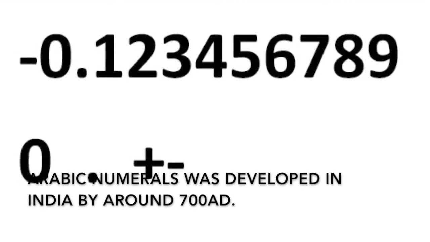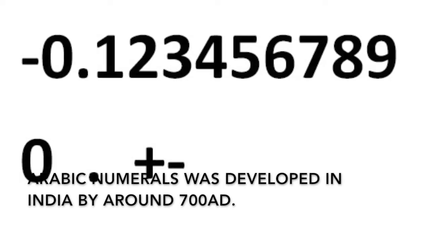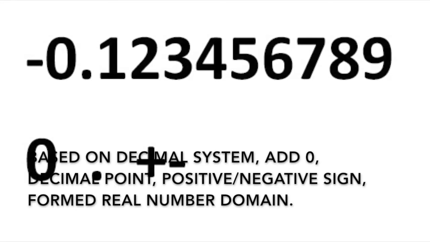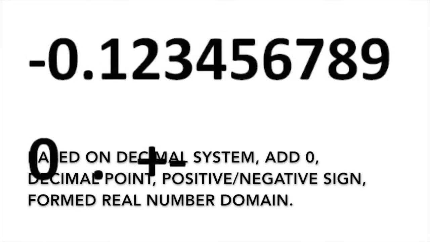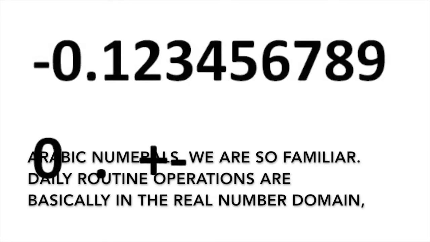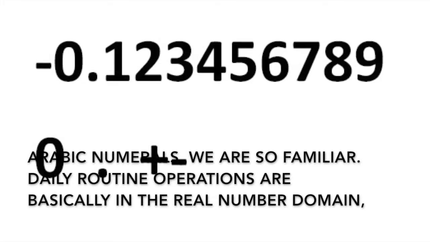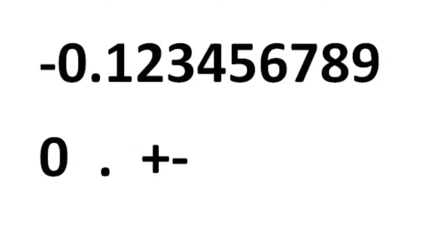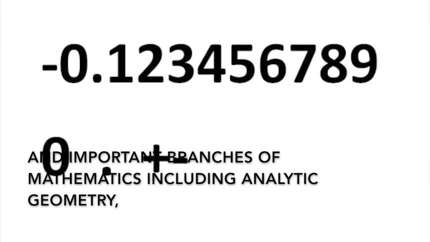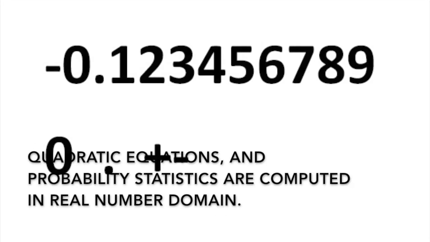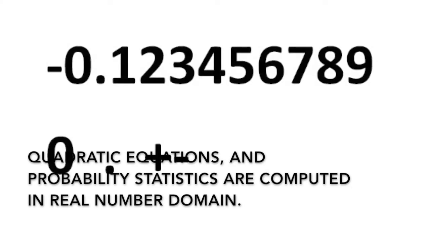Arabic numerals were developed in India around 700 AD. Based on the decimal system, adding 0, the decimal point, and positive and negative signs forms the real number domain. Arabic numerals, we are so familiar. Daily routine operations are basically in the real number domain. And important branches of mathematics, including analytic geometry, quadratic equations, and probability and statistics, are computed in the real number domain.